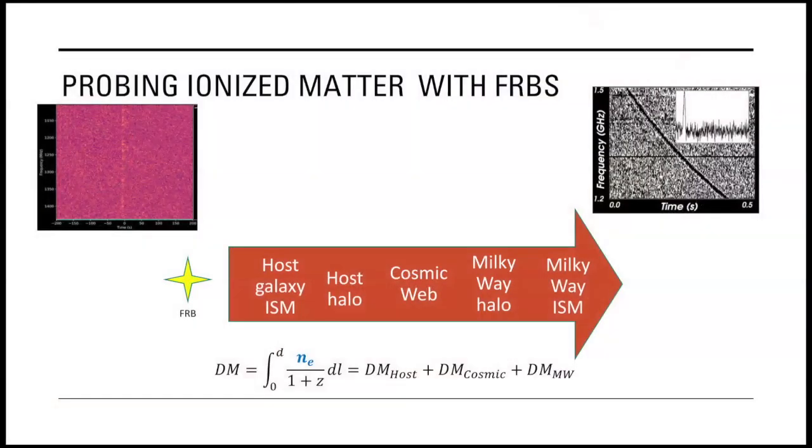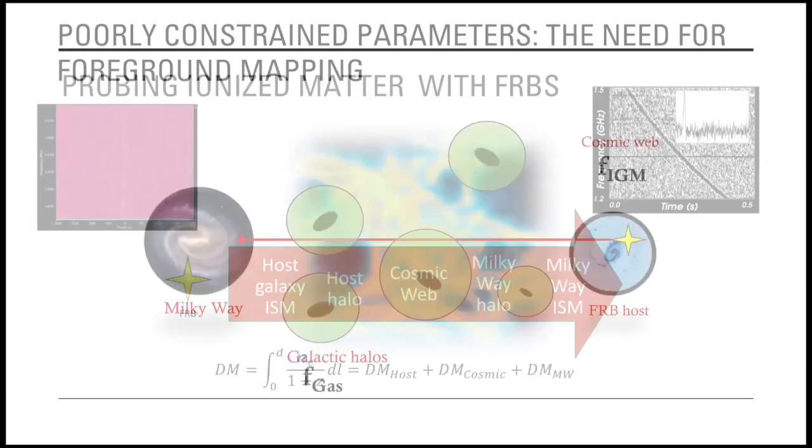So the idea is that FRBs are probes of the cosmic web, and more importantly, the gas in it. As FRBs come from really distant parts of the universe all the way to us, they propagate through a bunch of free electrons in the host, the cosmic web, and the Milky Way. And as a result, they incur this dispersion measure sweep that we observe.